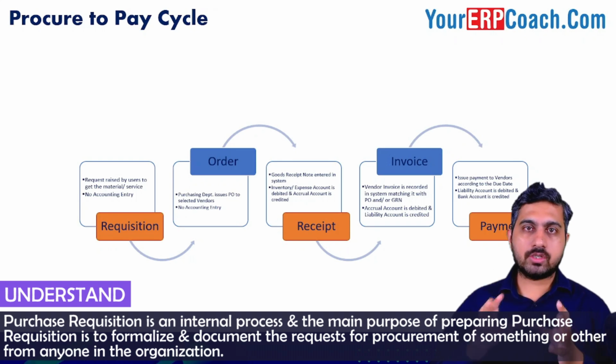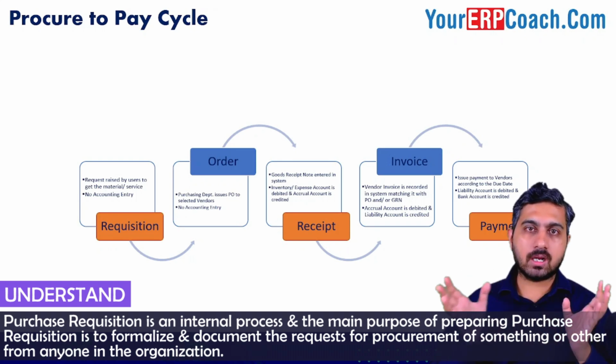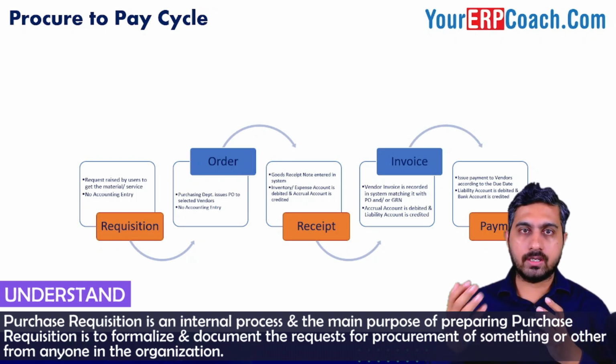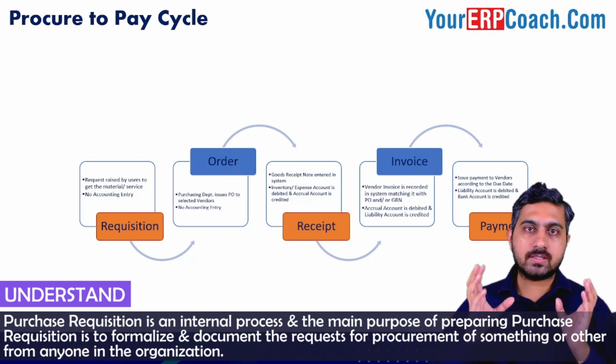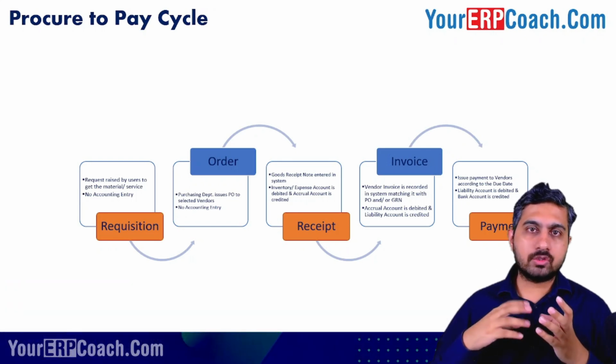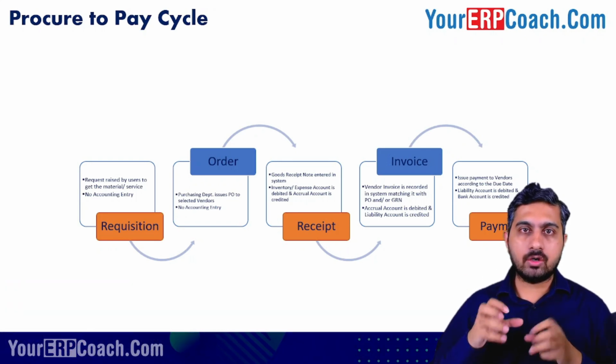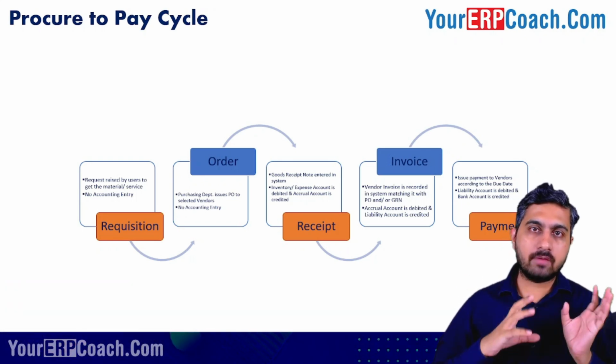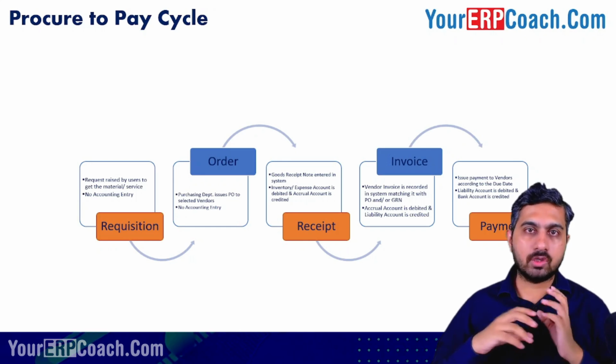Now, since this purchase requisition is an internal process, it does not need any accounting or it does not even involve any external stakeholder to the organization. All of these purchase requisitions are then sent to the purchasing department in an organization. Now this purchasing department will have its own ways and means to find out the correct supplier to procure whatever is required by various departments or various people in the organization.